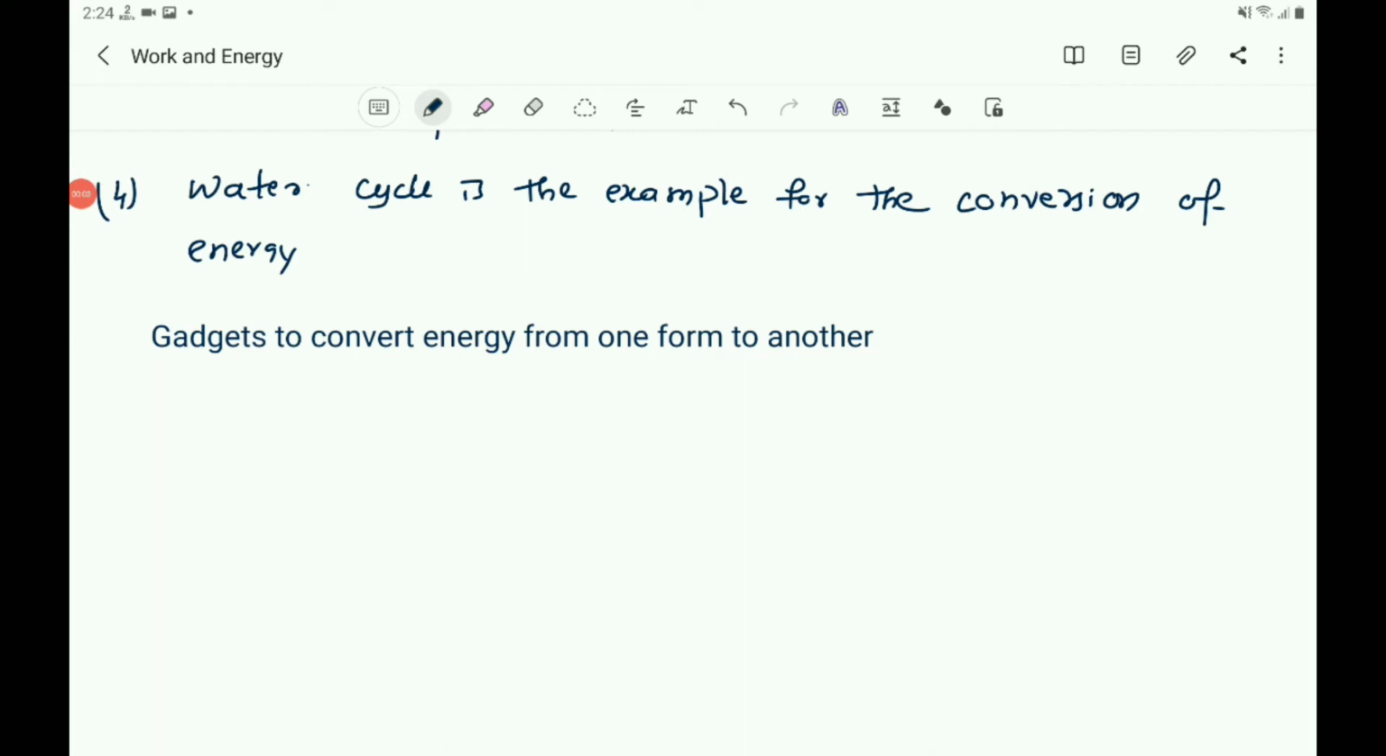Many human activities and the gadgets we use involve conversion of energy from one form to another form. Can you give examples for gadgets that convert energy from one form to another form? So you can give, first one is fan. You know that a fan converts electrical energy into mechanical energy.